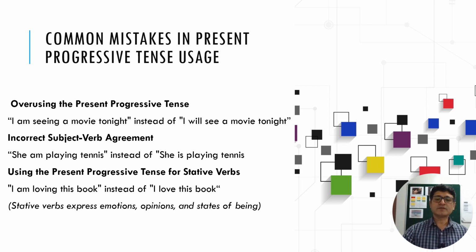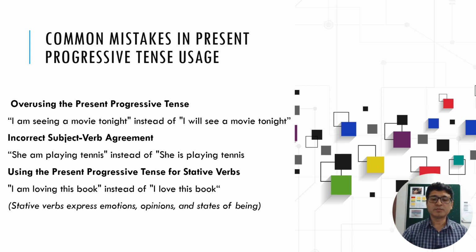Now, the next one is using the present progressive tense for stative verbs. What are stative verbs? Stative verbs are the verbs which express emotions, opinions, and states of being. For example, verbs like appear, like, love, seems, looks, believe. These verbs are called stative verbs. So we do not use continuous structure or present progressive tense with these verbs.